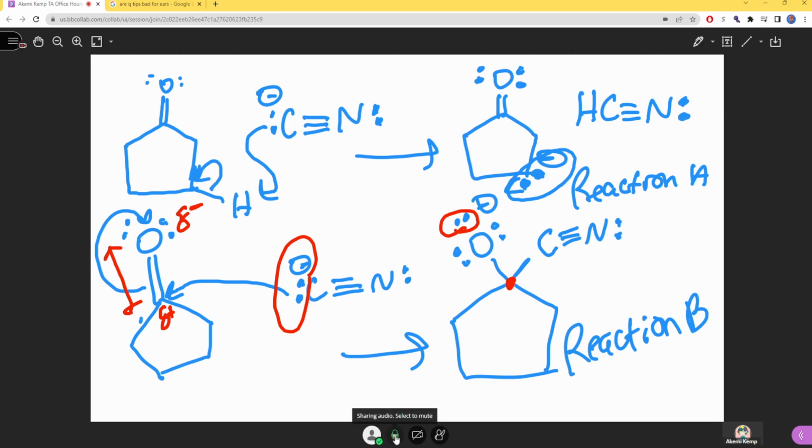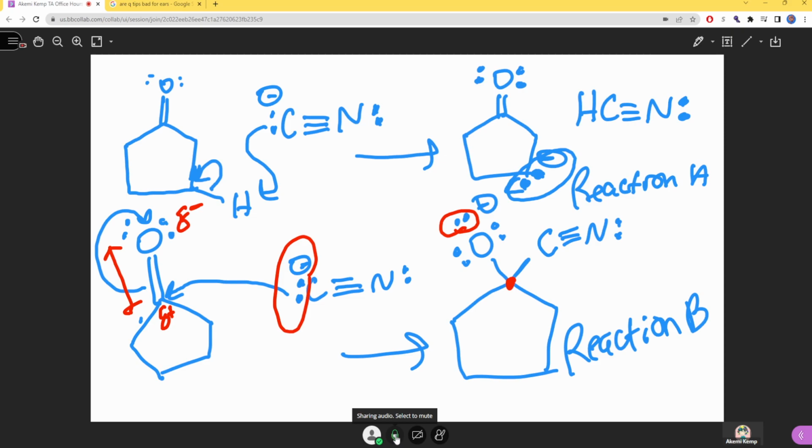Now D says that reaction A converts a strong base into a comparatively weaker base. Is that true? I think that's false. That's the one I chose. Yes, this will be your false statement you're looking for. This is definitely your false statement.